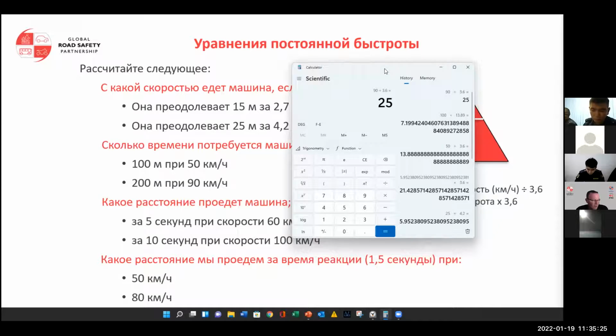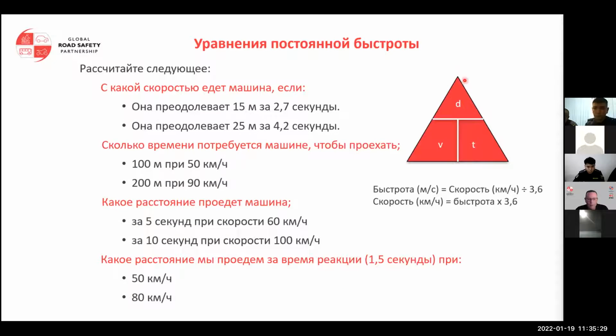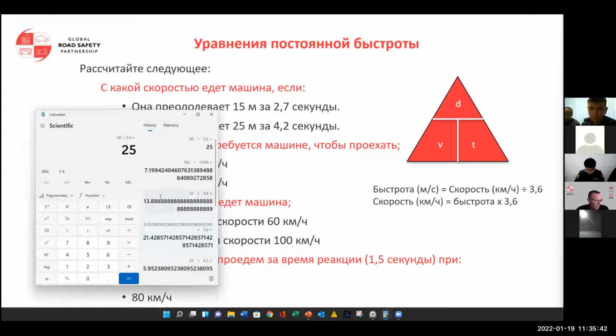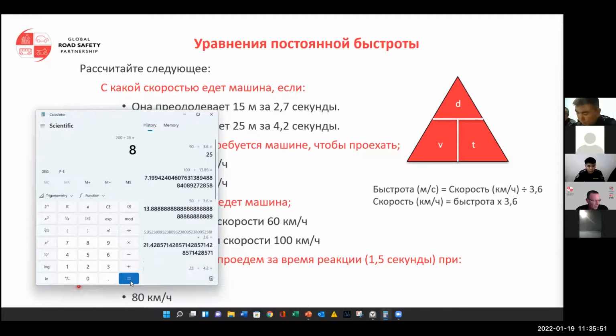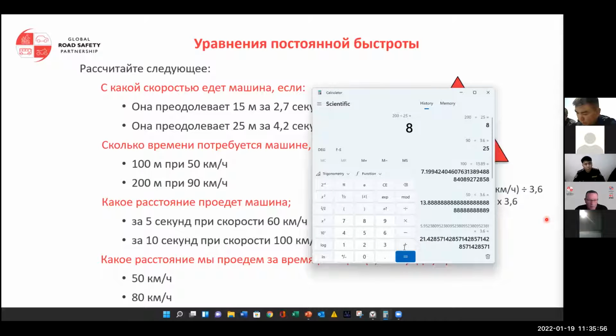So we now have velocity. Let's move my calculator again. Using our triangle, distance 200 meters divided by our velocity 25 will give us the time. I'll bring my calculator back and clear it. 200 meters divided by velocity of 25 meters per second equals 8. I've done something wrong, sorry.